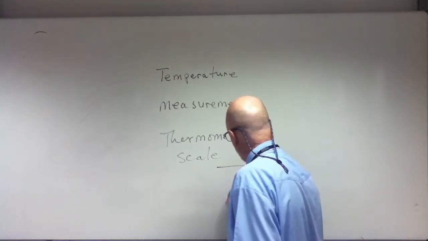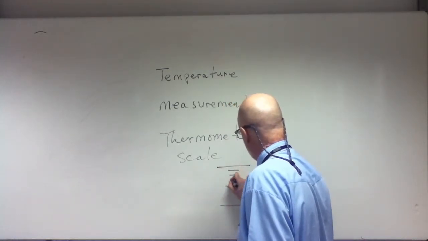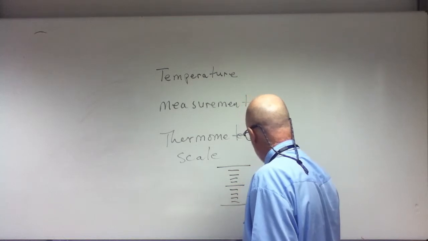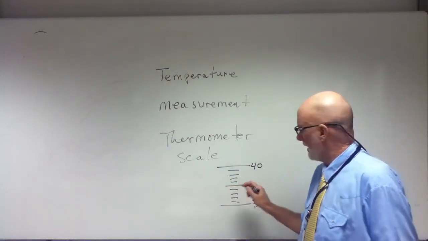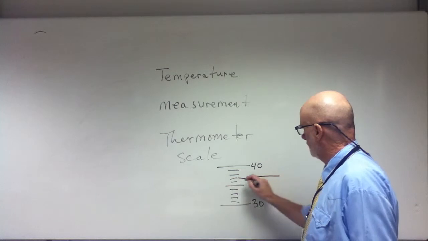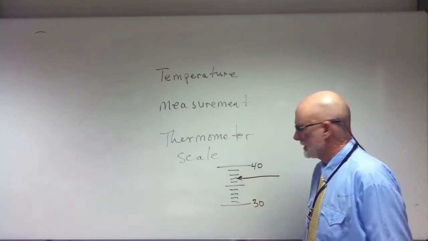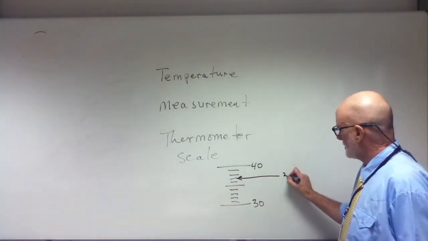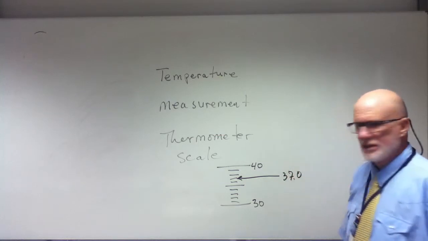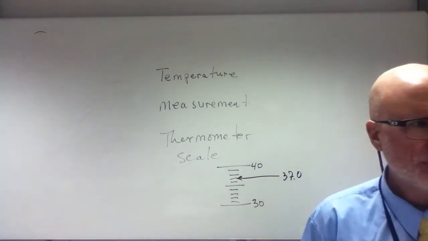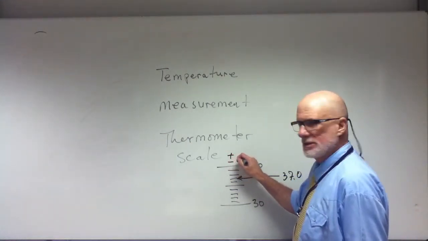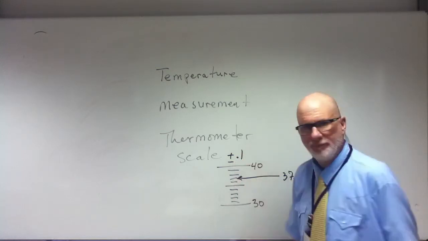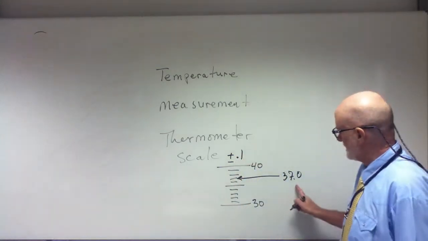The point is that you have a scale, let's say 30 to 40, okay? And let's say right around here, exactly, okay? What temperature is that? 37. 37? No. 37.0. You would receive 0 credit for that if you put 37, because this is plus or minus 0.1, right? Yes? So your measurement has to be to 0.1.